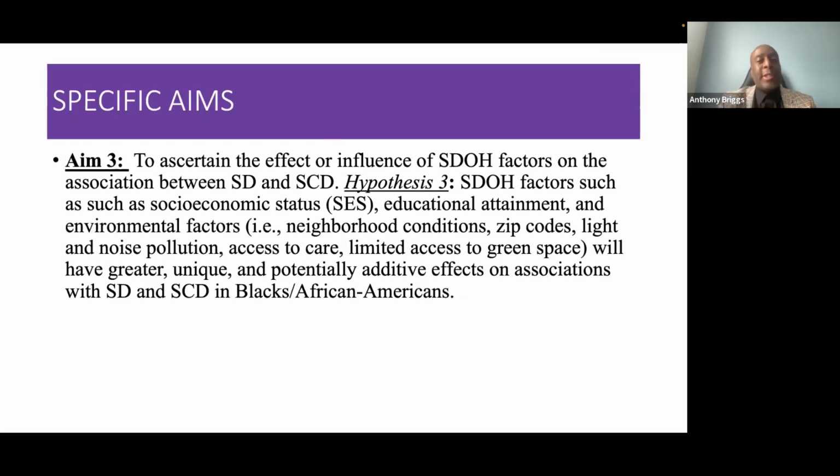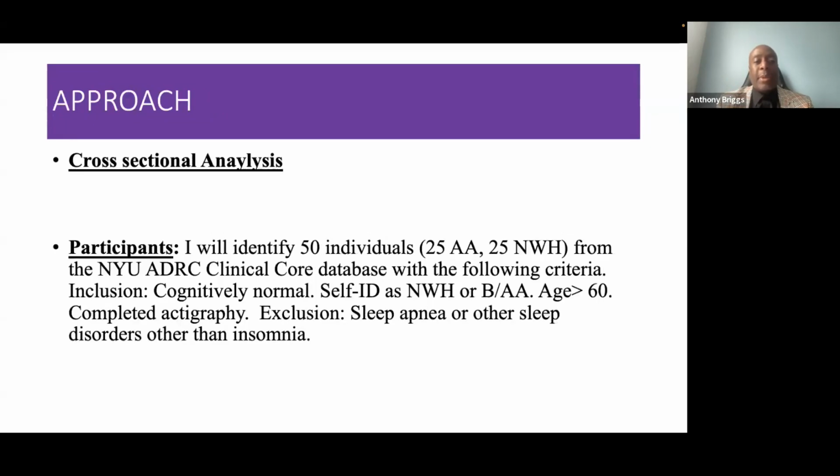Aim 3 is to ascertain the influence of social determinants of health factors on the association between sleep duration and subjective cognitive decline. My hypothesis is that the social determinants of health, factors such as socioeconomic status, educational attainment, environmental factors, neighborhood conditions, zip codes, light and noise pollution, access to care, and limited access to green space, will have greater unique and potential additive effects on the associations between sleep duration and subjective cognitive decline in Black African Americans.